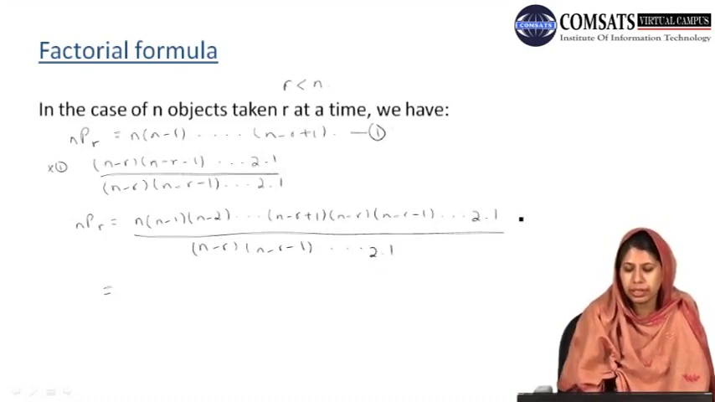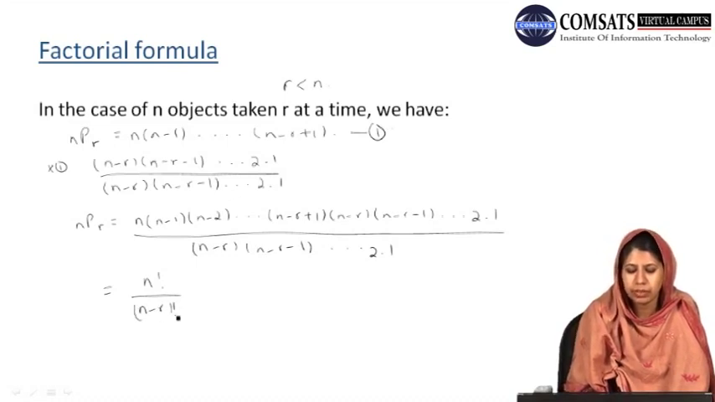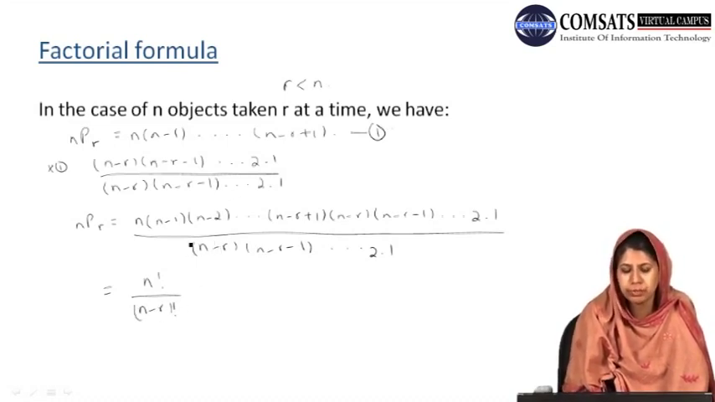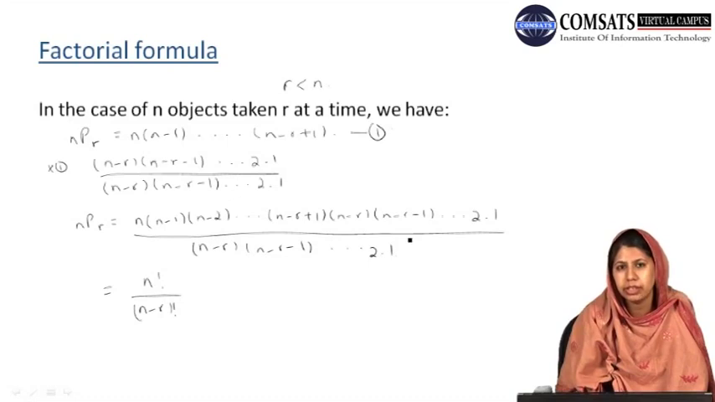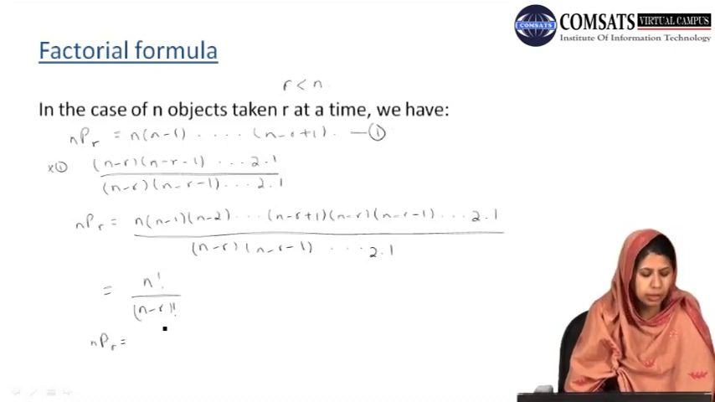Now if we look carefully at our numerator, this is nothing but the factorial of n, and if we look at our denominator, this can also be written in the factorial form as n minus r factorial. The first term from where we are starting is n minus r, and then taking the product in the descending order. So our nPr in terms of factorial formula is nothing but n factorial divided by n minus r factorial.